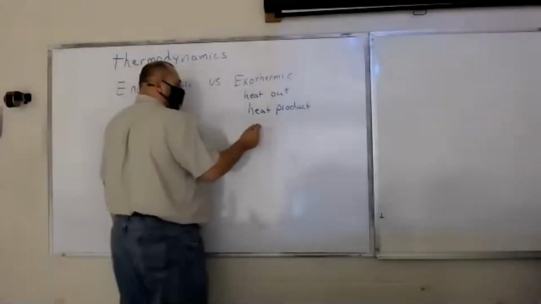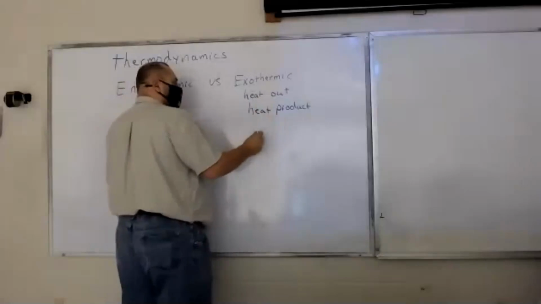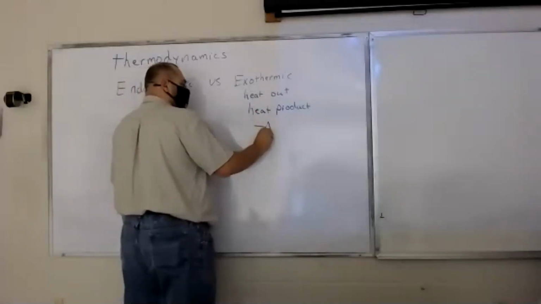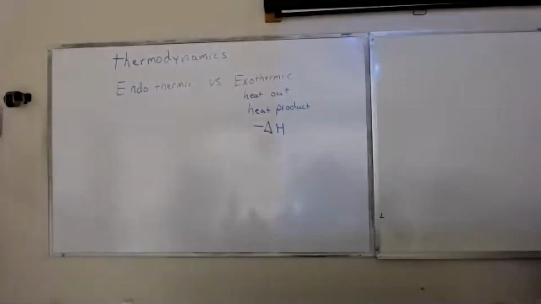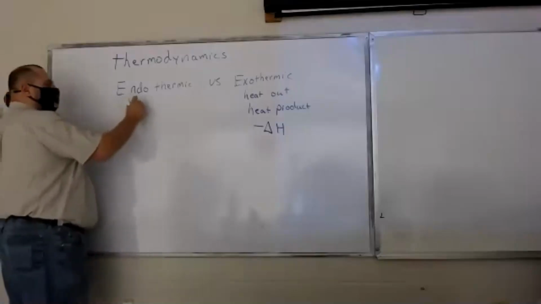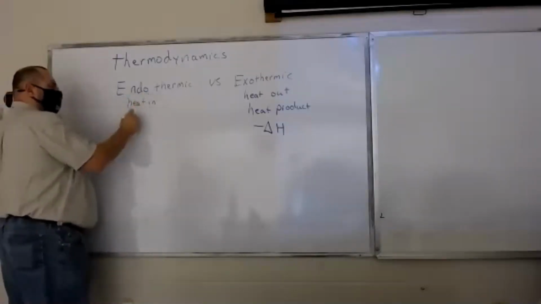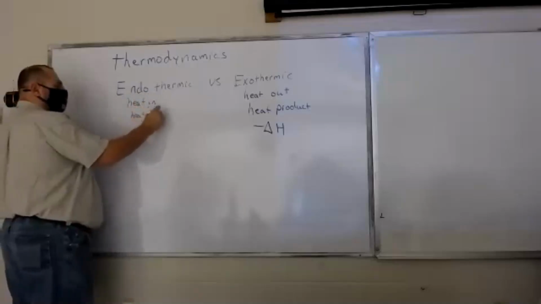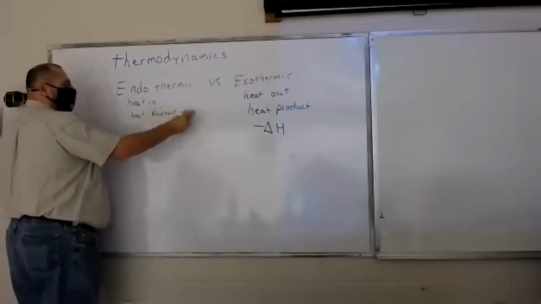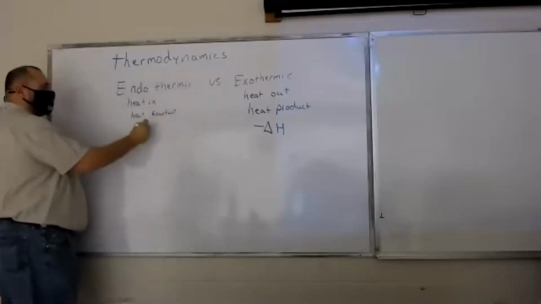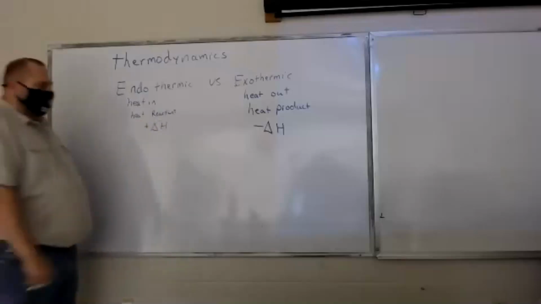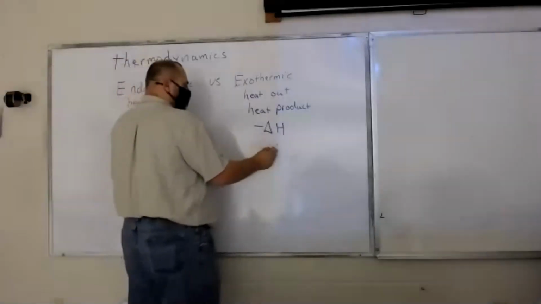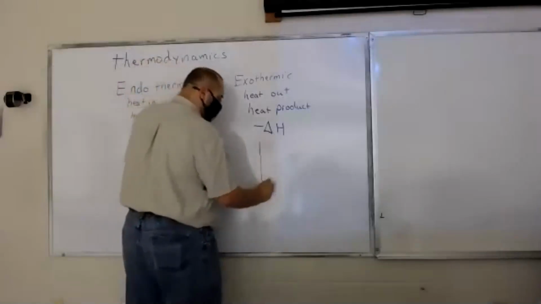We'll look in terms of delta H. So exothermic is negative delta H, and we'll talk about what that is in just a little bit. So if I wanted to complete this, I could say this is heat in, heat's a reactant. I would just memorize one side, and you'd be able to memorize the opposite, and you got the other one because it's exactly the opposite.